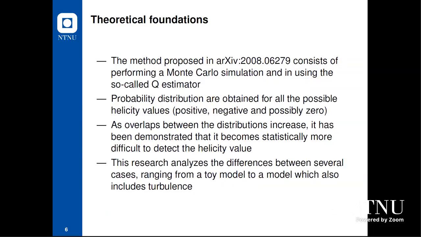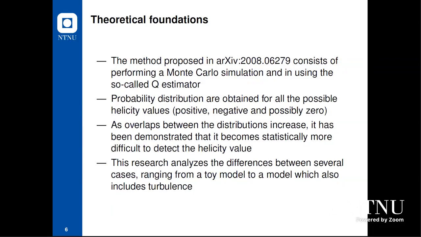This research, the one proposed in this article, starts by focusing on a toy example, which takes a very simple case in which it is evident that the helicity is positive, for example, and then considers several cases. And it is shown, as I will show in the next slides, that in some cases, there is a significant overlap between the distributions for the values of the Q estimator. And this basically means that if there are significant overlaps, then it is very difficult to say if there is a positive, negative, or zero helicity.